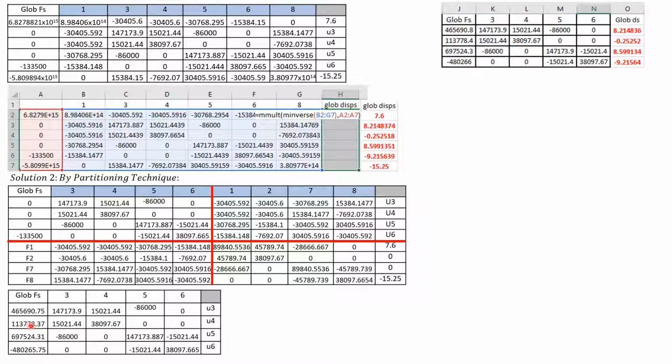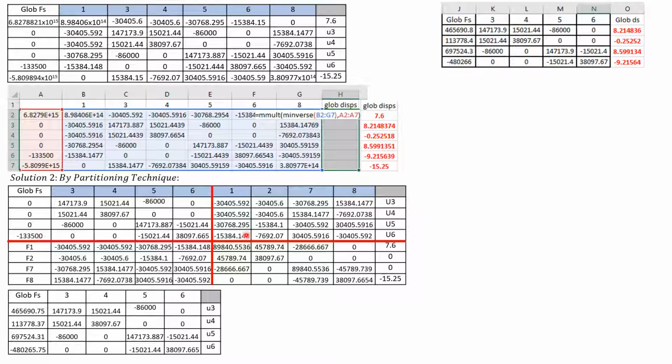You have to check. Then for row 3, it is 0, then plus, because this is negative, then plus again, because this is also negative. When you transpose, it becomes positive. So that's why you get 697,524.31.